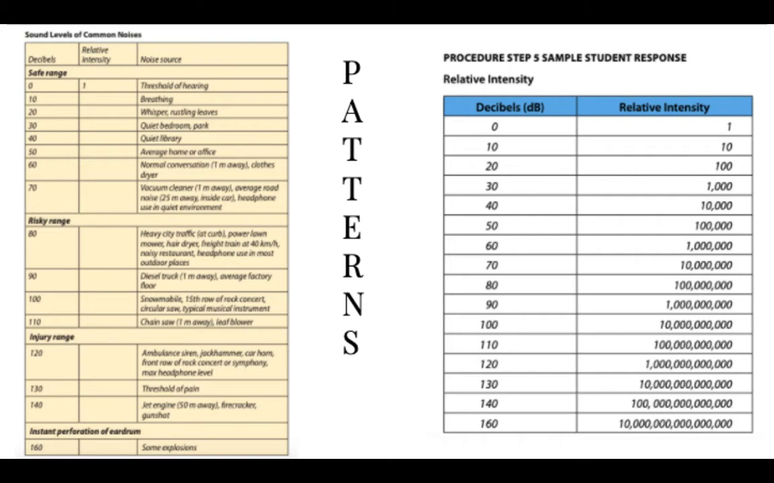0 to 20 is 100, right? Because I'm going up by 10 each time, so the relative intensity is multiplying by 10 each time. So 10 to 20 is still just a 10 level.